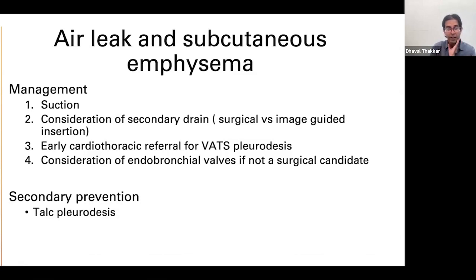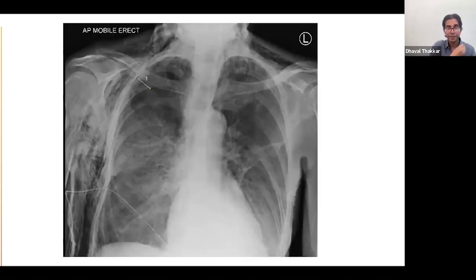So when you're talking about managing these patients with air leaks and subcu emphysema, really your management options are putting the patient on suction, considering an additional drain or a larger drain or better guided drain, getting your cardiothoracic team involved and considering a surgical intervention. And then if they're not surgical candidates, considering endobronchial valves, and then somewhere along the lines, talc, if you can introduce that when you get the lung up. But those are kind of the management options we had for this patient.